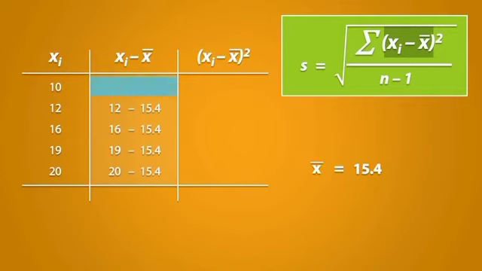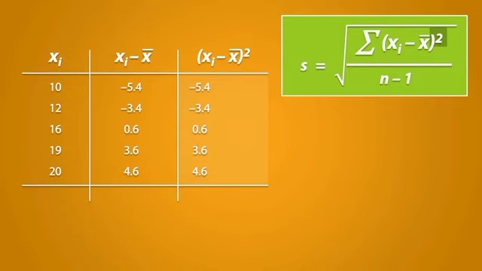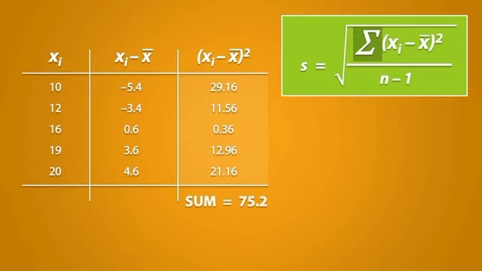10 minus 15.4 is negative 5.4. 12 minus 15.4 is negative 3.4. 16 minus 15.4 is 0.6, and so on. The next step is to square what we have just calculated. Negative 5.4 squared is 29.16. Negative 3.4 squared is 11.56, and so on. The next step is to find the sum of what we have just calculated. You should find that this is equal to 75.2.